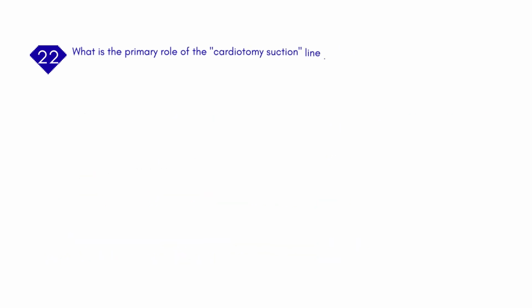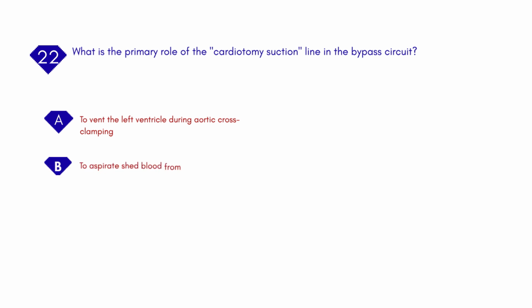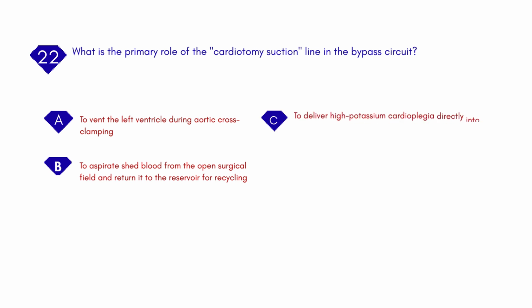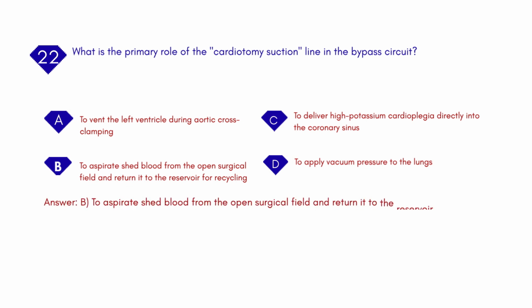What is the primary role of the cardiotomy suction line in the bypass circuit? A. To vent the left ventricle during aortic cross-clamping. B. To aspirate shed blood from the open surgical field and return it to the reservoir for recycling. C. To deliver high potassium cardioplegia directly into the coronary sinus. D. To apply vacuum pressure to the lungs. Answer: B. To aspirate shed blood from the open surgical field and return it to the reservoir for recycling.